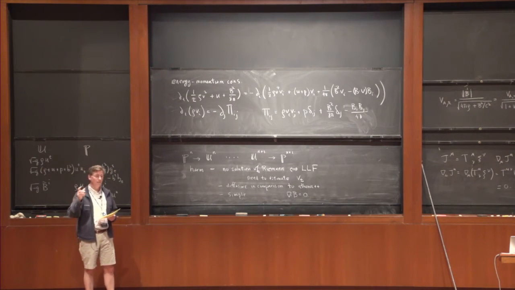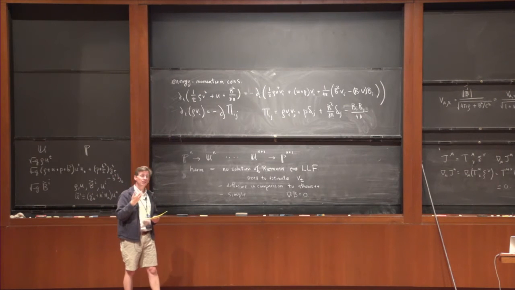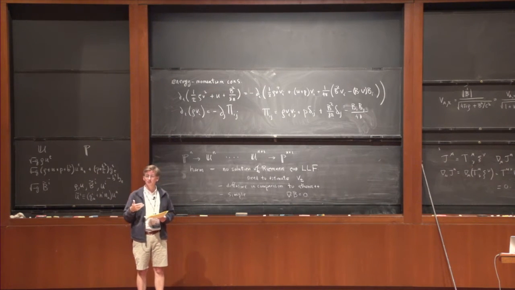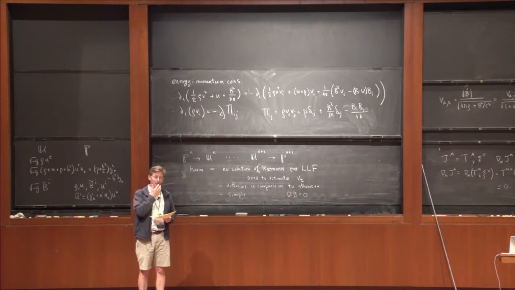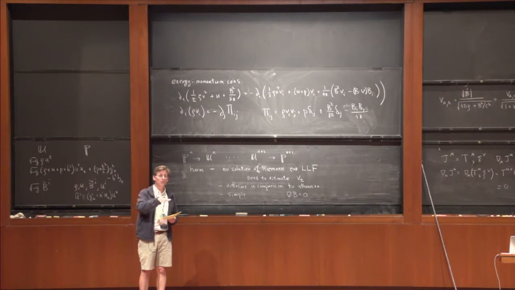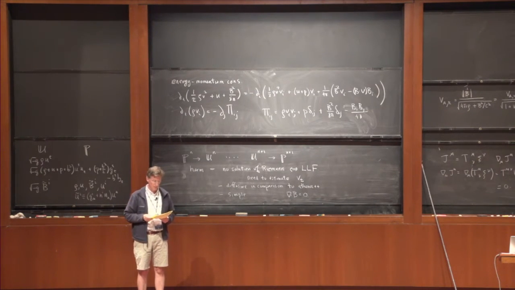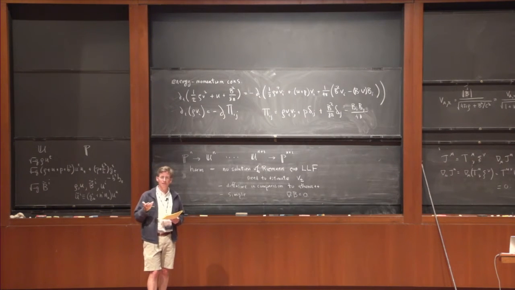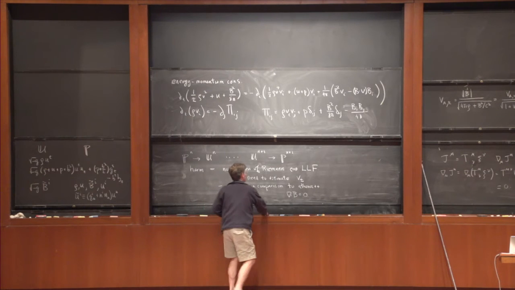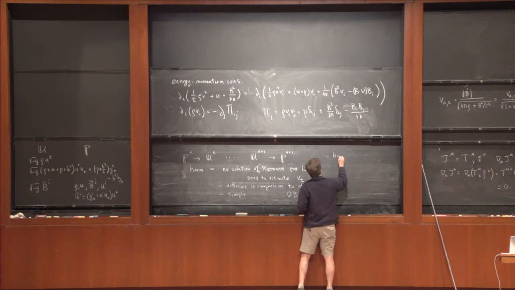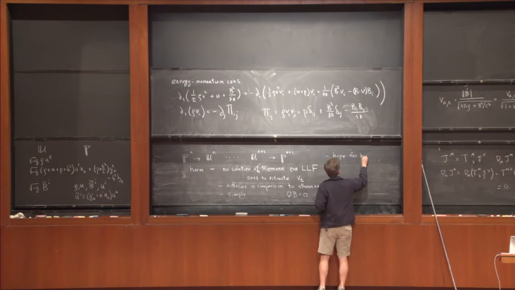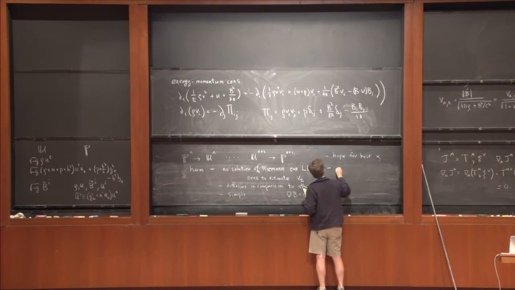Okay. And then the final approach is to evolve an additional field. This is the so-called hyperbolic divergence cleaning approach. Evolve an additional field which causes, through an additional term in the induction equation, the monopole density to relax to 0 over time. And that's the so-called Dedner et al. approach. So let me just list these. Hope for best. No. A constrained transport.